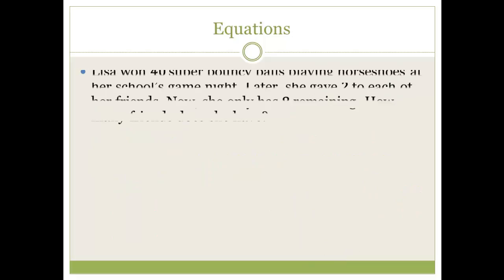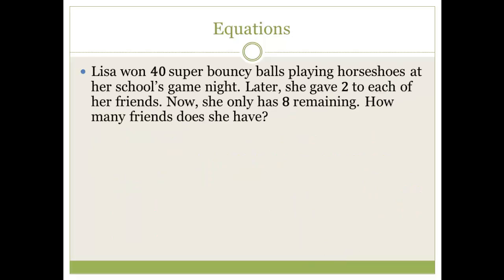Let's look at another example. Lisa won 40 super bouncy balls playing horseshoes at her school's game night. Later, she gave 2 to each of her friends. Now, she only has 8 remaining. How many friends does she have? Let's first determine how many bouncy balls she gave away. She started out with 40 balls and now has only 8 left. We would subtract 8 from 40 to get 32.